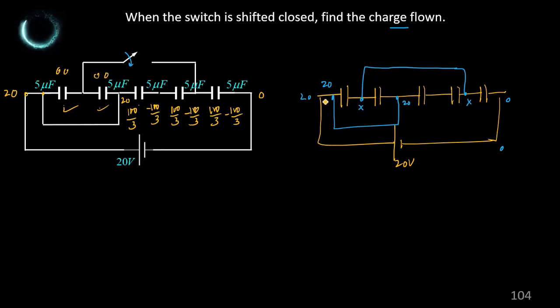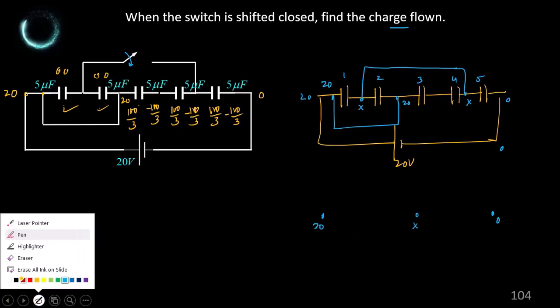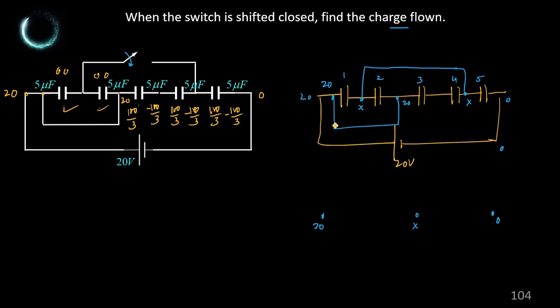So corresponding to this, if I redraw the circuit, there are 5 capacitors, each having a different potential difference. Let us name them the first capacitor, second, third, fourth and fifth. I want to draw the equivalent circuit. One point has potential 20, another point has potential 0, and in between there is one potential X. Now I want to draw the position of the first capacitor. First capacitor is between 20 and X. So draw a capacitor between 20 and X.